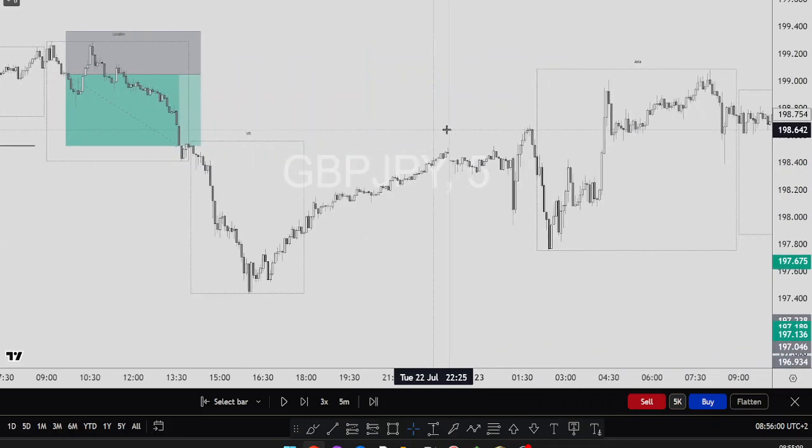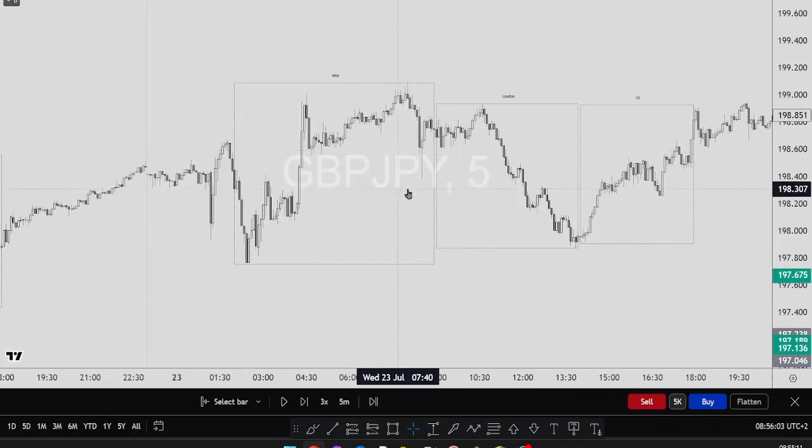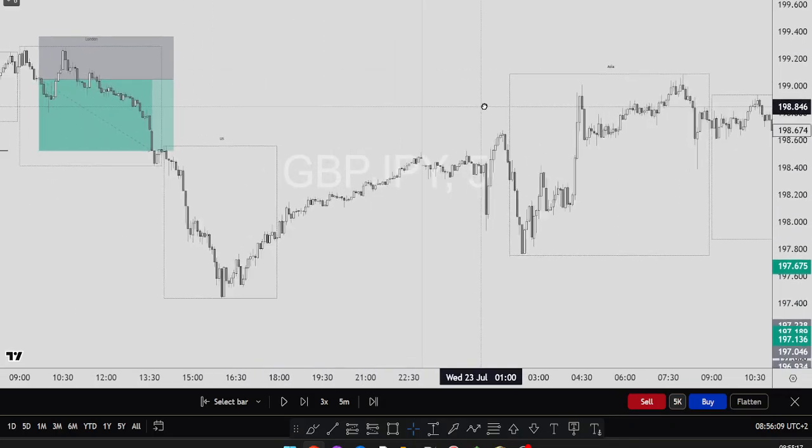Okay, so here we have inside sessions, so it doesn't really react because Asia is bigger for whatever reason.